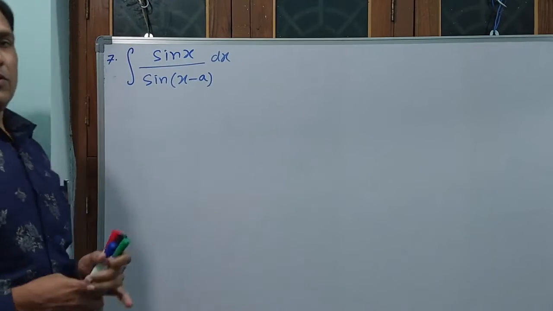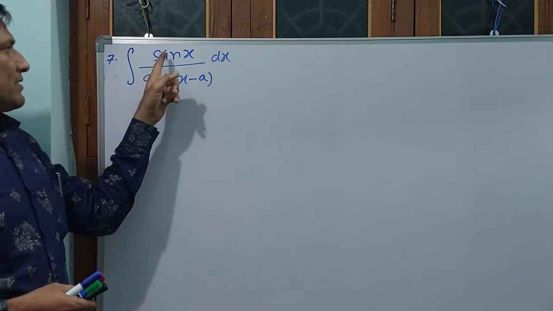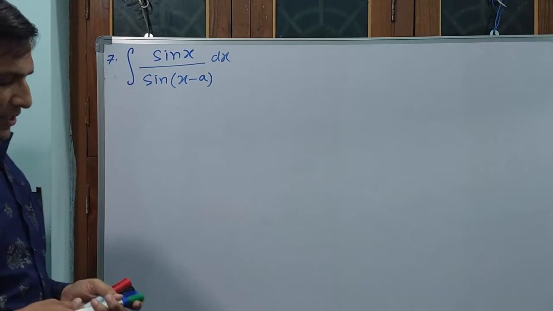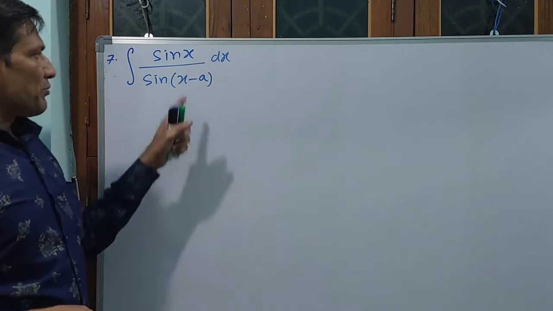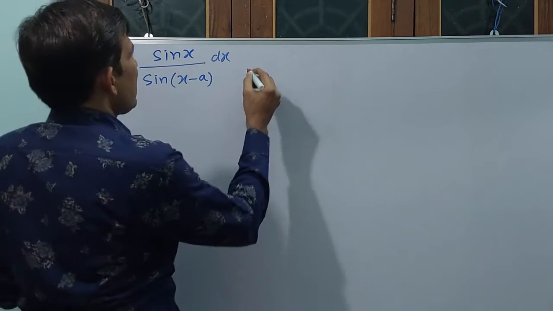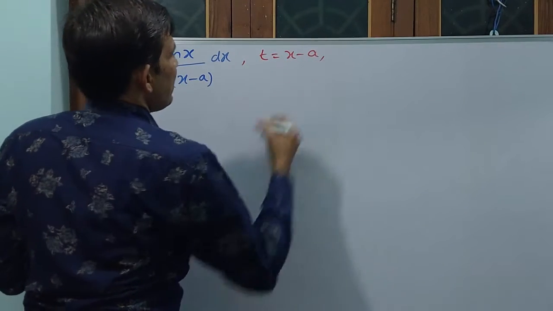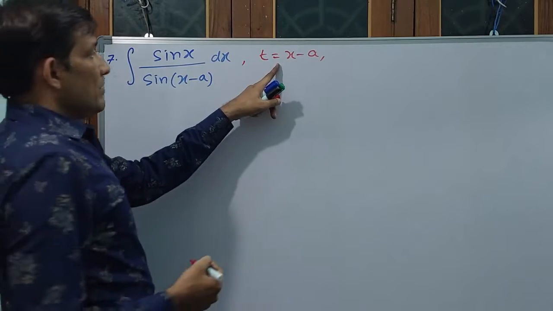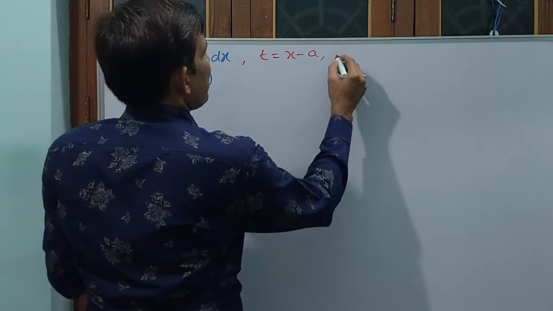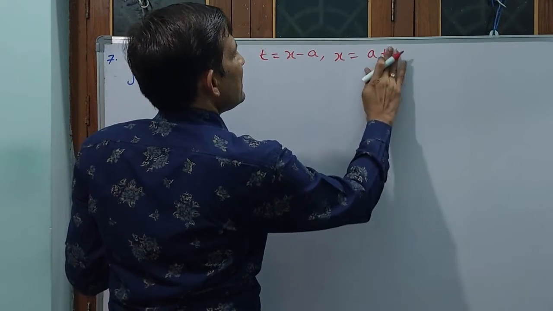Okay, see seventh question, integral sin x by sin of x minus a dx. See what we do, we will take some substitution. X minus a is equal to t, we will take substitution. See what I am writing. Let t is equal to x minus a. Here you can write t, but what about x? X is equal to a plus t. A plus t or t plus a, both are correct. A plus t.